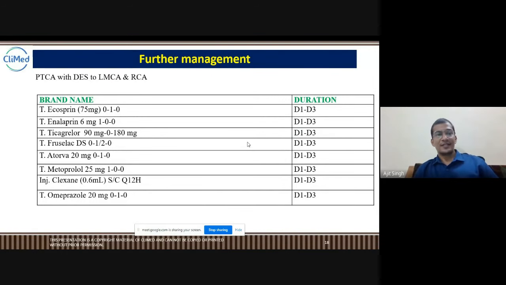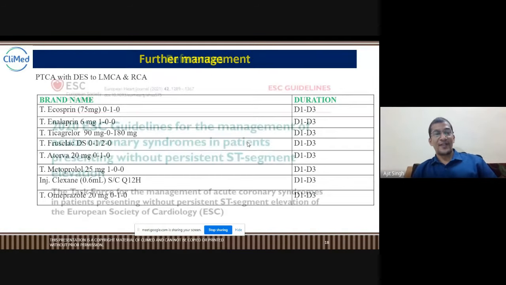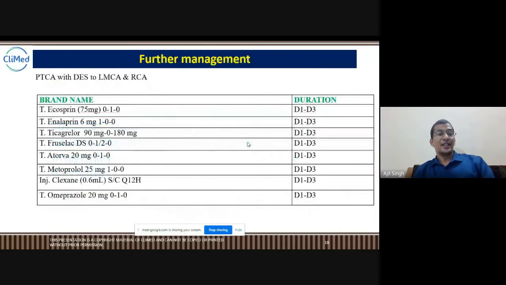Okay, so this is done. So further management, yes, okay, I forgot this. Further management for this patient was done: the patient underwent PTCA, percutaneous transluminal coronary angioplasty, with drug-eluting stents. Drug-eluting stents were placed to LMCA and RCA because there were major blocks of more than 70%, right? And then the patient was discharged on these medications, right?